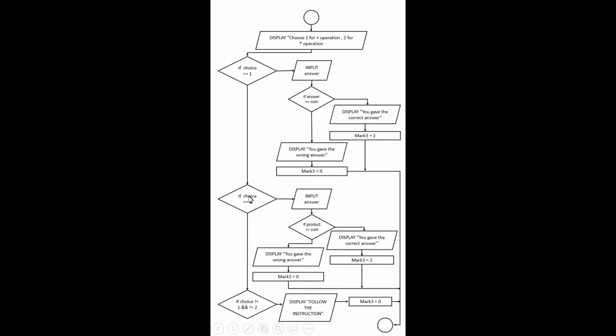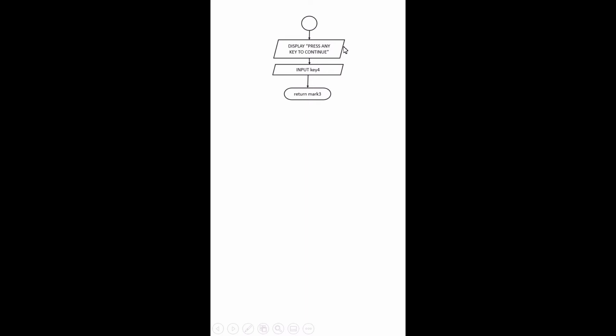If the choice equals 2, the user needs to enter the product. If the answer is the same as the product, it will display that you got the correct answer, mark equals 2, and if it's wrong, mark equals 0. And if the user enters a number besides 1 and 2, it will display follow the instruction, mark is equal to 0. It also displays press any key to continue, input key 4, and return mark 3. So that's the flowchart for function game 3.